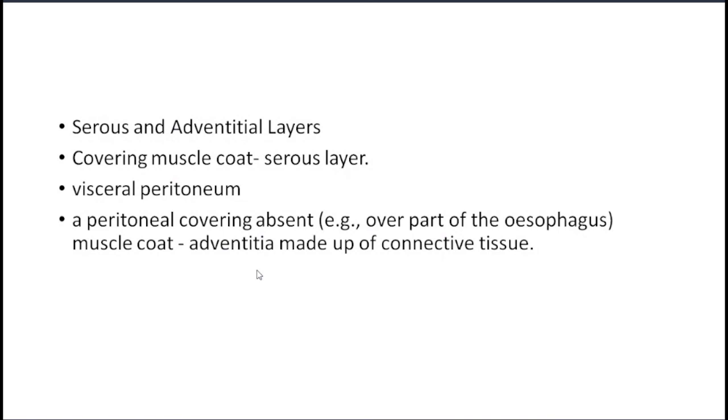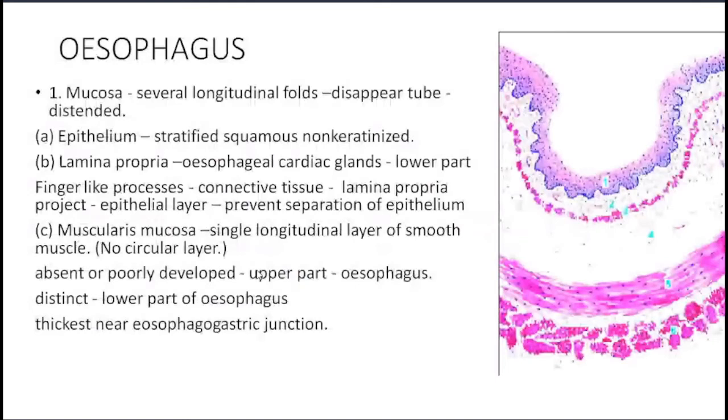So this is the detailed part of all these four layers: mucosa, submucosa, muscularis externa and the adventitia or serosa. Now we will come to the specific part, that is the histology of each part of the gut tube. First we will see the esophagus, its histological structure. Again the layers are the same: mucosa, submucosa, muscularis externa and the serosa. These are the basic layers of the GIT tract.